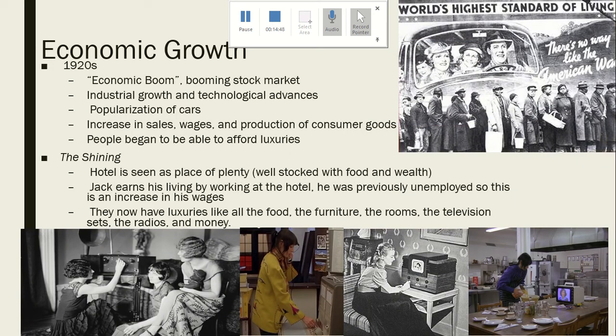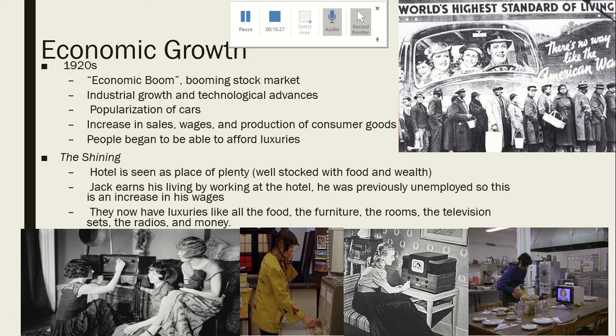Another point I have is that The Shining is really about the economic growth of the 1920s. And in the 1920s, there was an economic boom. The stock market was booming, there was huge amounts of industrial growth and a lot of technological advances. Cars really became more affordable and more popular, sales increased, wages increased, and the production of consumer goods increased, and people began to be able to afford luxuries like cars and radios and television. They really became more popular instead of just a small population of people owning these things, like the really rich. And they became more common and families could start to afford them.